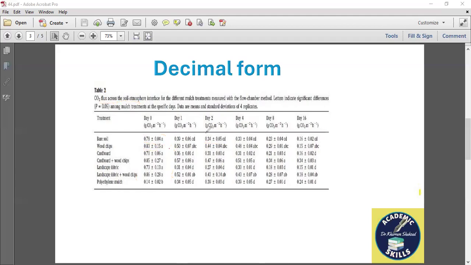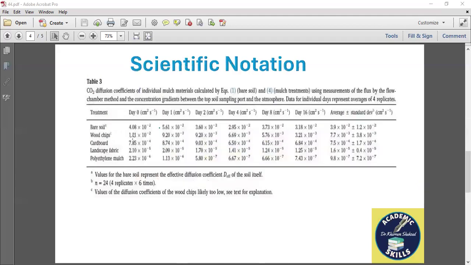Now you can see in this slide we have a very small value of CO2 diffusion coefficient. So we report the data in power function or scientific notation: 4.08 times 10 raised to power minus 2, 1.2 times 10 raised to power 9. So all data in this table was reported in scientific notations.